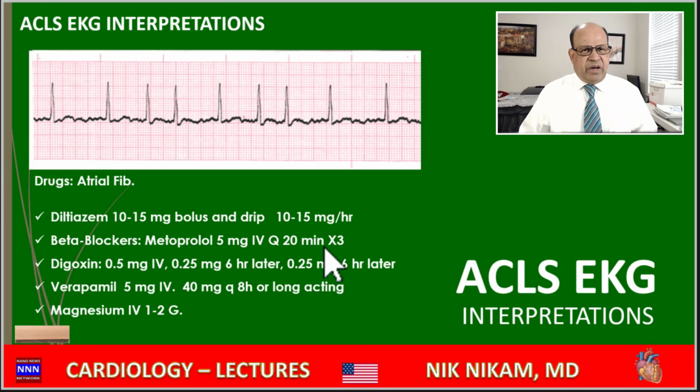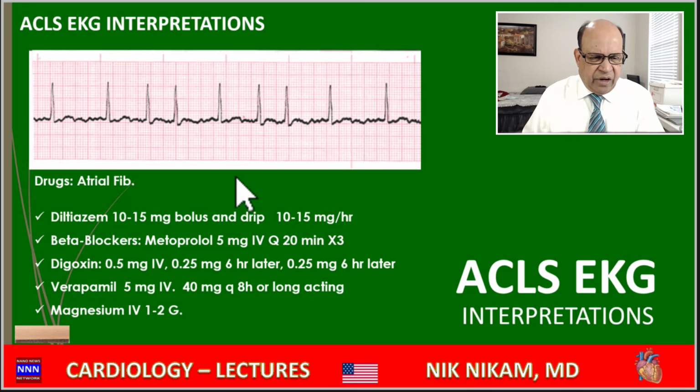There are various kinds of drugs that are available to control the rate. If the rate is like 180, then we can use IV diltiazem with a 10 to 15 milligram bolus, followed by a drip at 10 to 15 milligrams per hour. At the same time, we can start these patients on beta blockers, hoping they can tolerate beta blockers intravenously or orally.